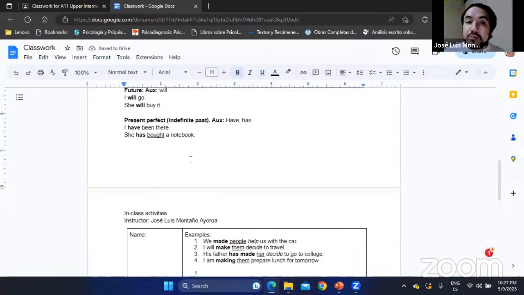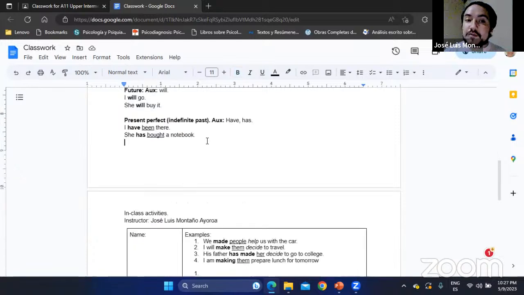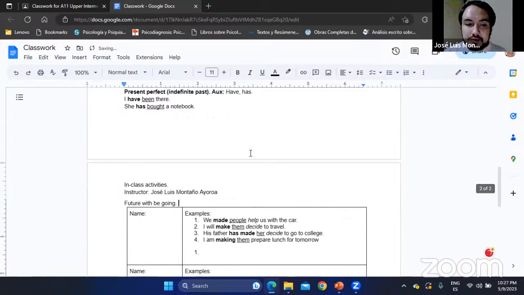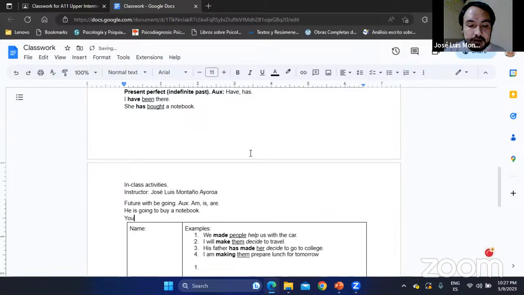All right, those I believe are the most important ones. Perhaps just one more to finish, that is the future with going to. Again, if you see the verb to be, you use the verb to be. So in the future with going to, the auxiliaries are am, is, are, right? And again, the example, he is going to buy a notebook, and you are going to go to the concert, let's say. And this is the last one.